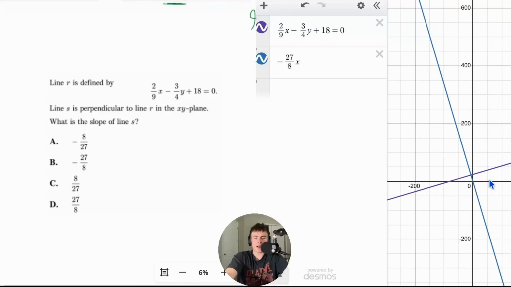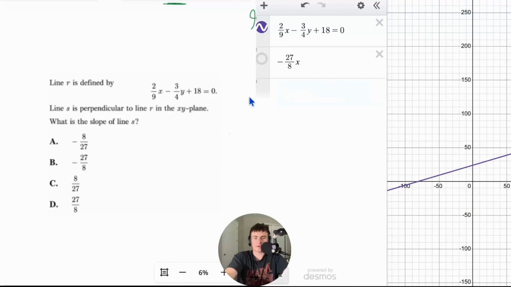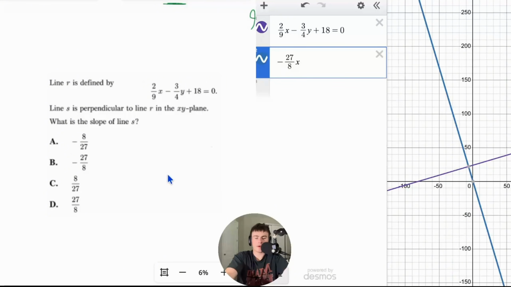This looks pretty good. I don't think I'm going to beat this one, honestly. This looks like 90. Let's check the other ones. 8 over 27x. This is parallel. That's completely incorrect. And then D, this is not 90, not even close. So the answer is just simply going to be B here, because once again, it's perpendicular because it is 90 degrees. That's it. So just B.